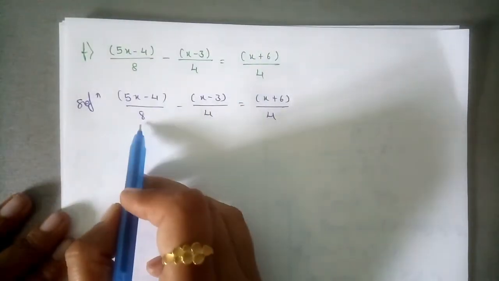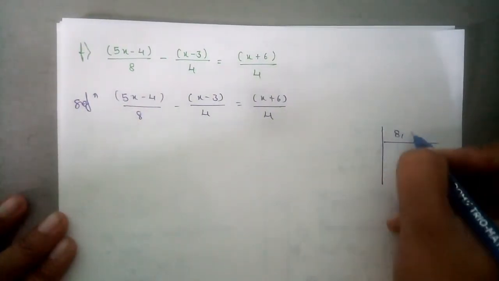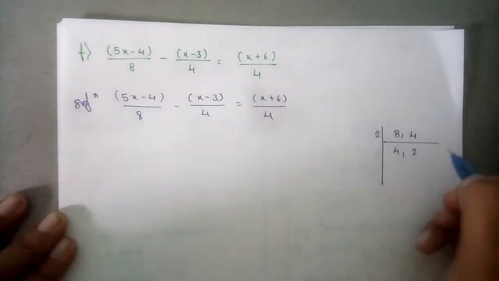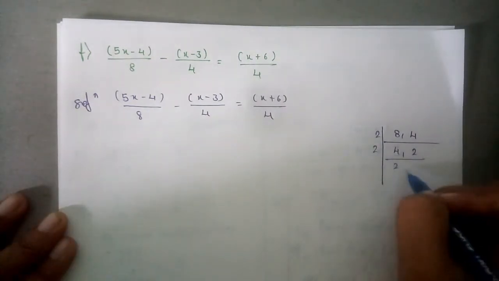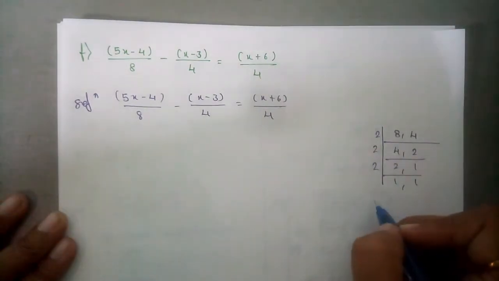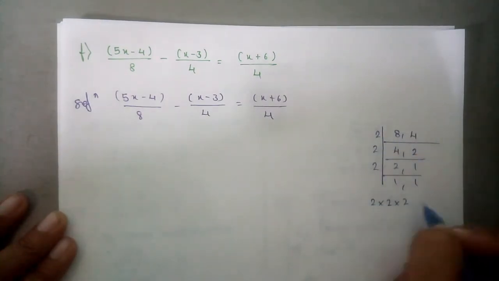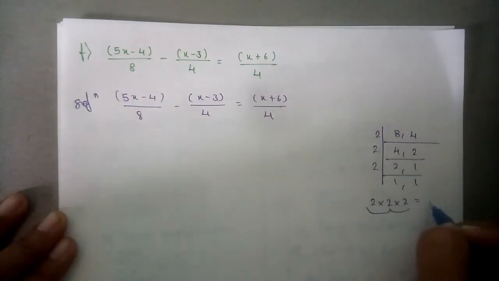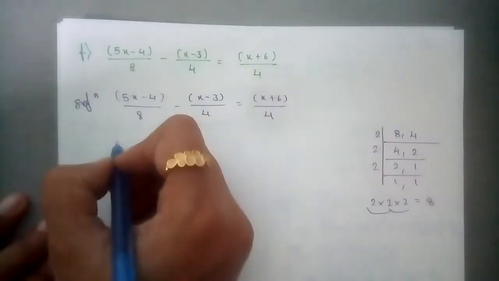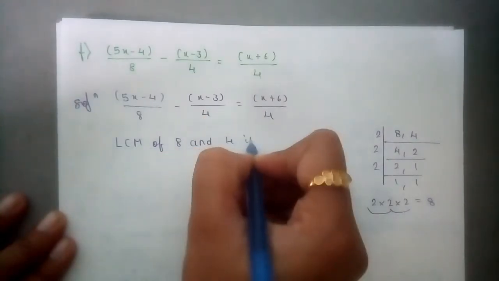So here we will take out the LCM of 8 and 4. We know how to take out the LCM: 8 and 4 are both divisible by 2. So we will write 2 into 4 is 8 and 2 into 2 is 4. Then again we write 2, that is 2 into 2 and 2 into 1, and 1 we will write as it is. Therefore the LCM is the product of the factors we got, 2 into 2 into 2, which is 4 into 2, that is 8. So the LCM of 8 and 4 is 8.